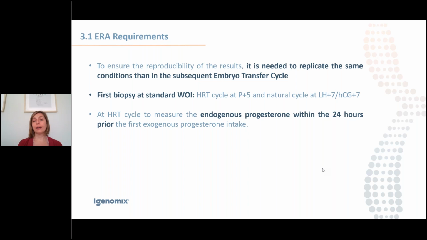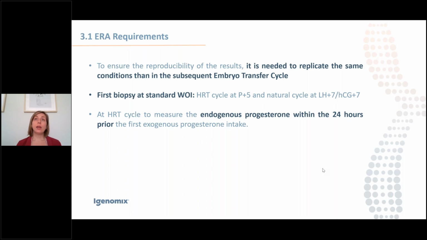Dr. Maria, could you gather anything? Which drugs will affect the endometrium? I think that maybe the doctor is referring to the fact that that could affect the ERA result. Usually what we say, to be conservative, is that all the medicaments that are going to be used during the transfer cycle should be replicated during the biopsy cycle. This is in order to avoid any possible artifact that could affect the reproducibility of the result.